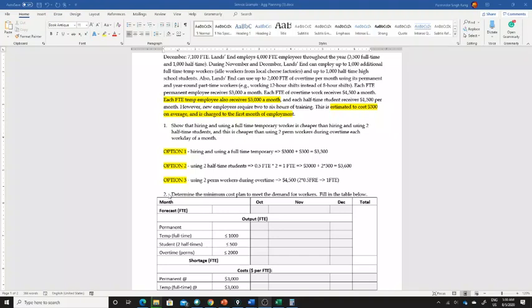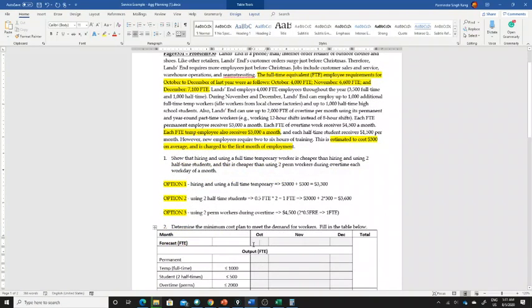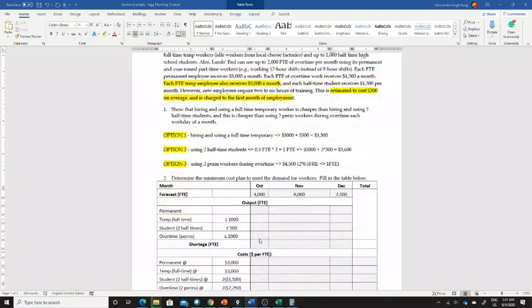So when you do aggregate planning for any scenario, either manufacturing or service, we always start with the forecast by knowing the demand, right? So in this case, the demand is given. So the full-time equivalent employee requirements. So your demand is given as FTE employee requirements, right? Okay, so let's put this in. For the month of October, the demand is 4,000. For November it is 6,000. And for December it is 7,100 FTE, right? So once you know the demand, then you can start looking into available capacity.